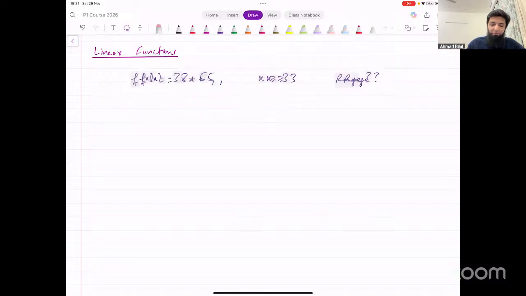Okay. So we've got this function given. They've given us the domain of the function as well. We want to figure out the range of the function, the values of y. Now, how do you do this? How do you find the range of this function?